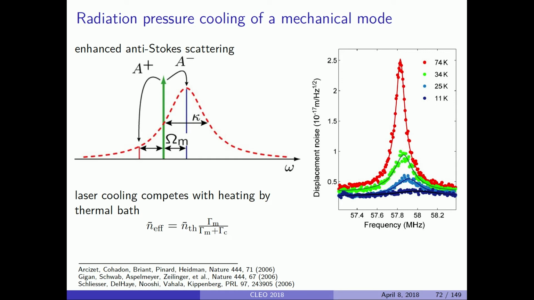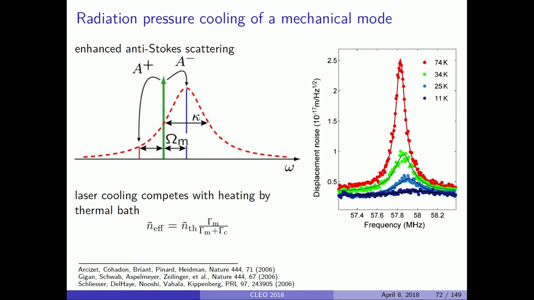So you see the noise spectra here. What happens is that they're getting wider. It's maybe hard to see, but the key is that the area is reducing. And the fact that the area is reducing tells you that you're really effectively lowering the temperature of the mechanical oscillator. So this is cooling just one degree of freedom.